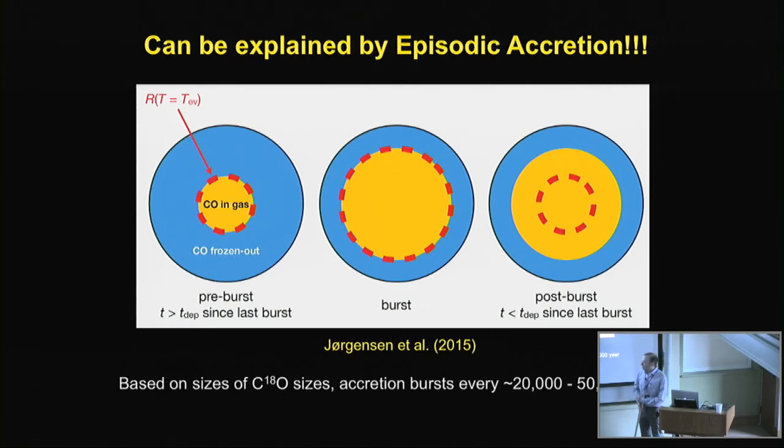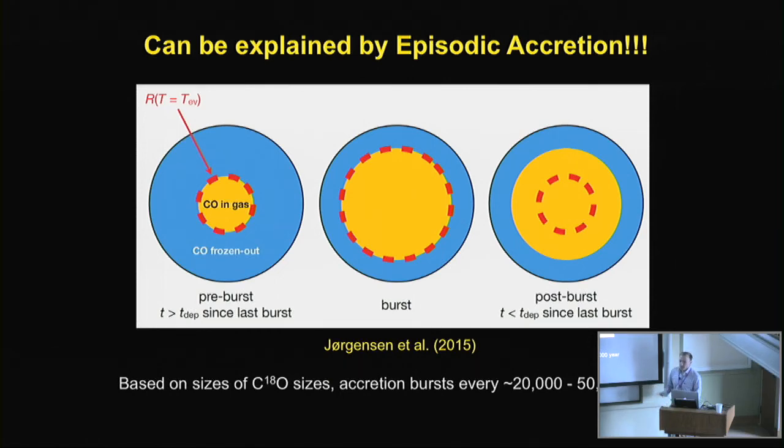So based off a very simple model, assuming a density profile and a freeze-out timescale, we can estimate how often accretion bursts happen based off how big our regions are. And we calculate that accretion bursts are happening maybe every 20,000 to 50,000 years.